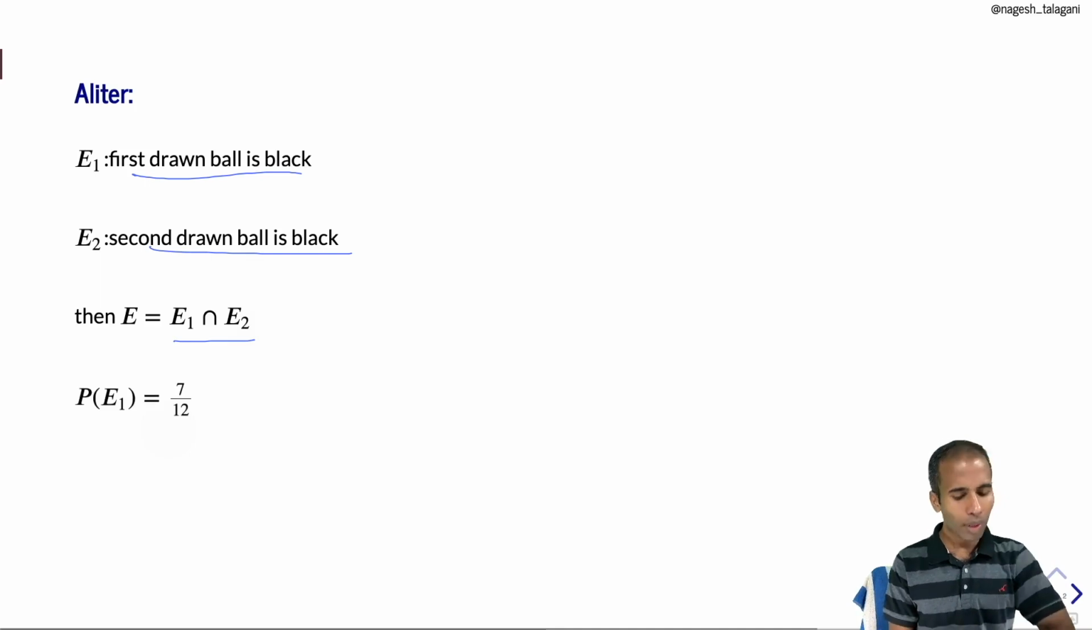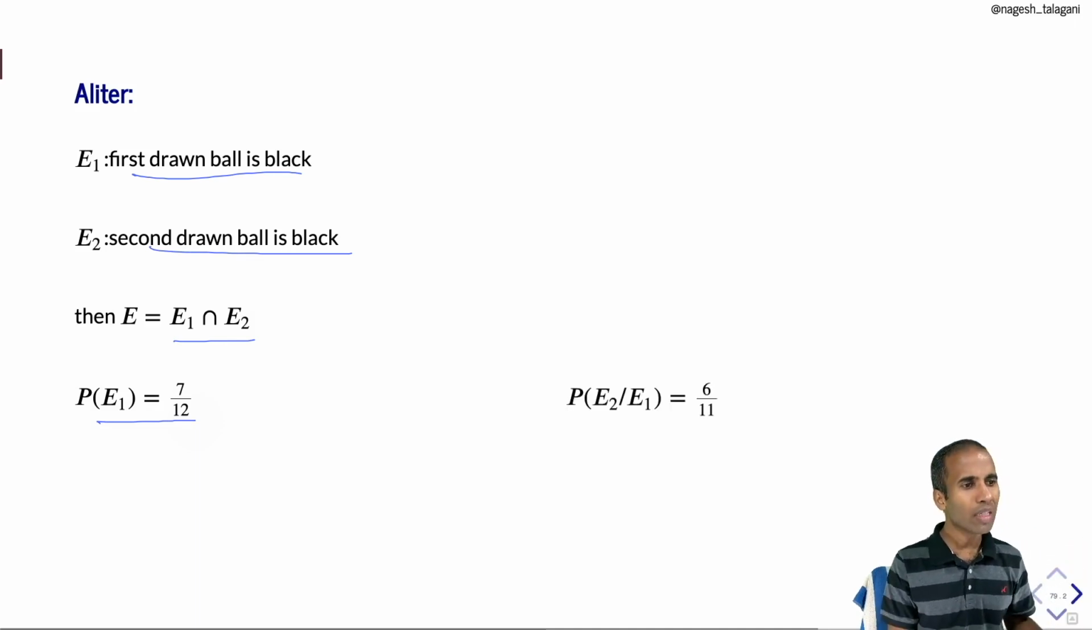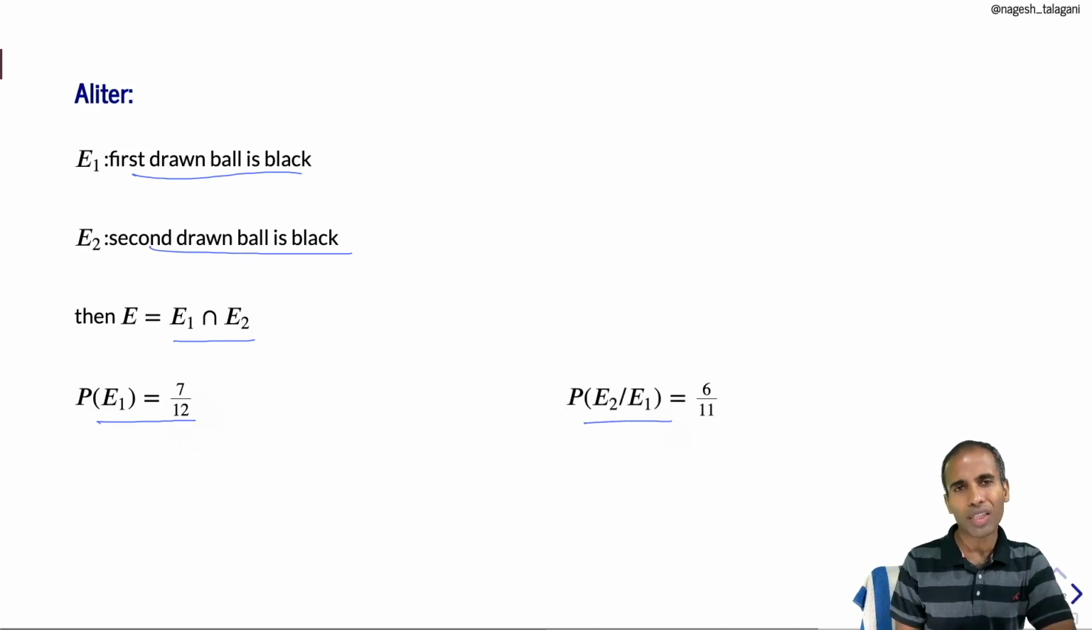Now the probability of E1 equals 7 by 12. The probability that the first drawn ball is black is 7 by 12, because initially there are 12 balls in which 7 are black. So obviously the probability of E1 is 7 by 12. Now the conditional probability of E2 given that E1 happened is 6 by 11. When you are drawing the second ball, in the urn there are only 11 balls, in which there are only 6 black balls, because one black ball was already withdrawn in the first draw. So that's why 6 by 11 is the conditional probability of E2 given E1.